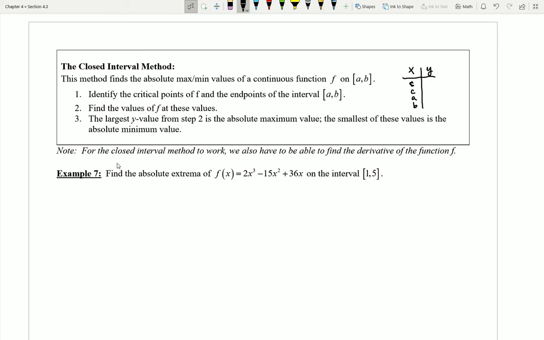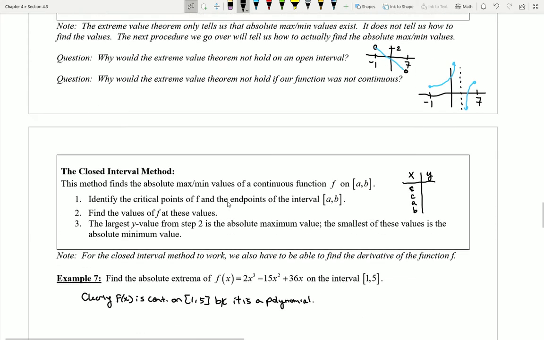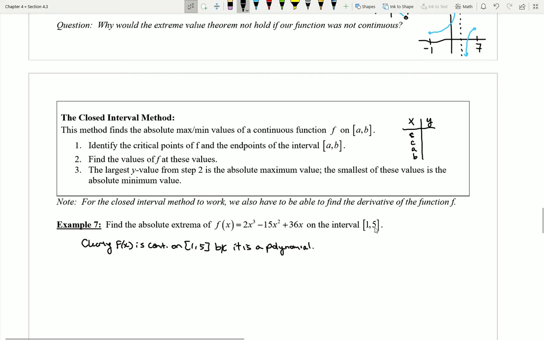But we should check to see that our function is continuous. I'm going to state here that clearly f of x is continuous on the interval from 1 to 5 because it is a polynomial function. And remember that polynomial functions are continuous everywhere. So now I know there has to be a min and a max on this interval by the extreme value theorem. On this interval, at least, there's an absolute min and an absolute max. So let's go ahead and try to find them.